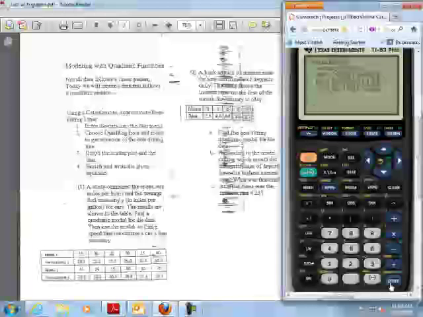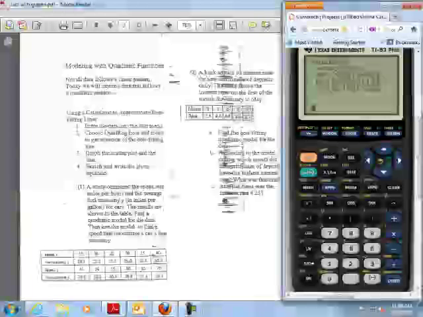The last sentence of the question says, use the model, so that's using our equation, to find the speed that will maximize the fuel economy. So how fast should we go if we want to get the best mileage out of this? Not according to the data in the chart, but using our equation as our model. So to do that, what we're going to do is graph our scatter plot and our equation.